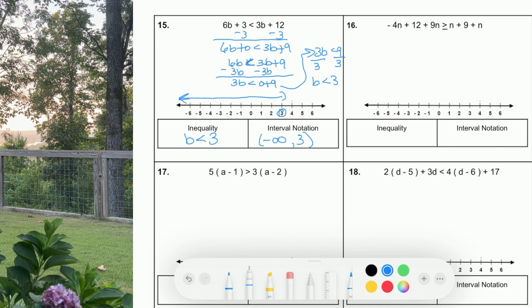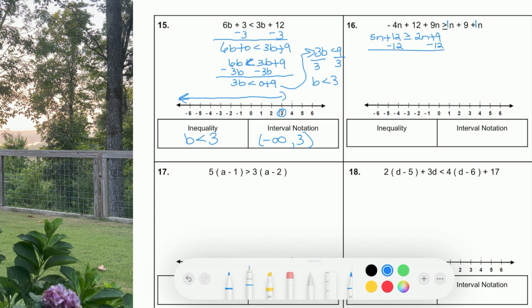Let's look at number 16. We have negative 4n plus 12 plus 9n is greater than or equal to n plus 9 plus n. First thing I want to point out is these n's right here. Don't forget they have an invisible 1 with them. Before we start moving anything around, we need to combine like terms. So negative 4n plus 9n, that's going to give us 5n, and then we still have the plus 12. Is greater than or equal to 1n plus 1n is 2n plus 9.